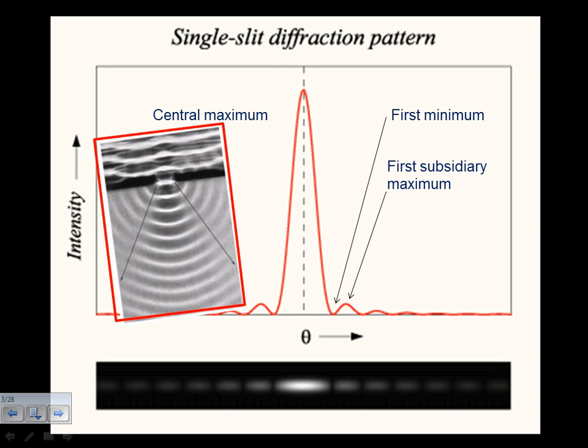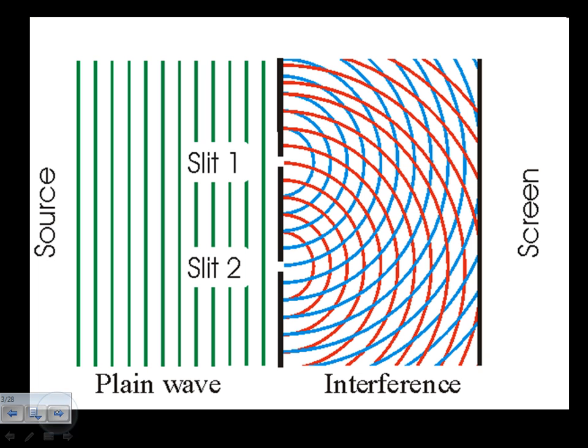And for our single slit diffraction, these are slides from our last option. We see the wave fronts doing this and giving us an interference pattern where the central maximum is the brightest and then your subsidiary maximums are way smaller. That's a single slit diffraction pattern. Now let's take a look at double slit.